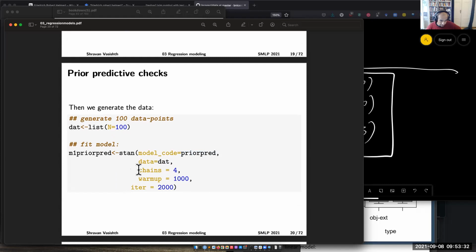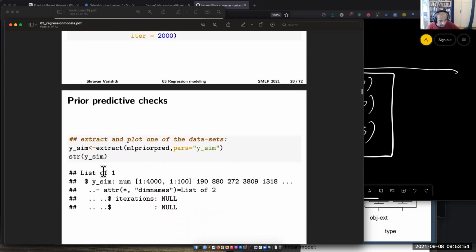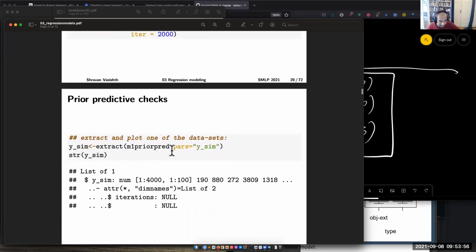I'm telling Stan to fit 4 chains. I will explain this in a minute. Just ignore this. And there's some warmup and iterations that I've set up. I will explain all this later, right? So these are just specifications in Stan. But the important thing is the model and the data here. The data is just the number of data points I want to generate. And I save the results of this computation in m1_priorpred, right? So if I do that, I fit the model, and then I'm going to extract the simulated prior predictive data from this object that I just fit using the extract function.